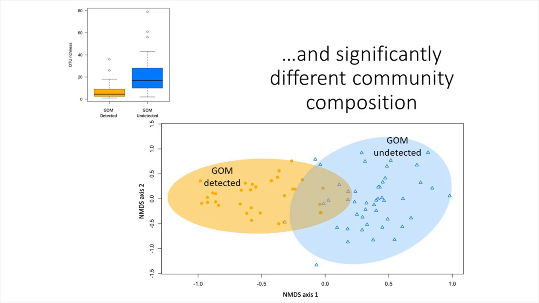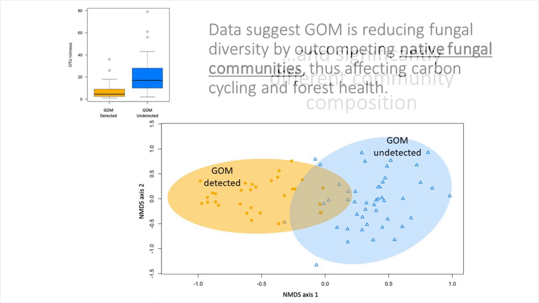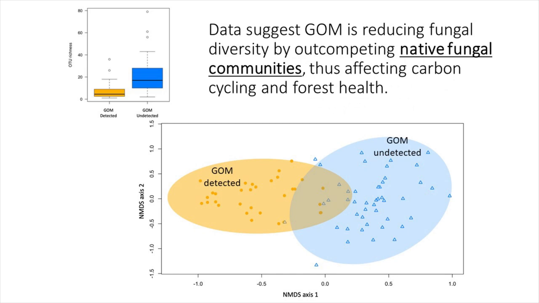So right now what we have is data, and these are very fresh. Like, the first analysis was done just a few weeks ago, honestly. So we have data that suggests that gom is reducing fungal diversity somehow by outcompeting the native fungal community. And that is very likely having an effect on carbon cycles and local ecosystems.